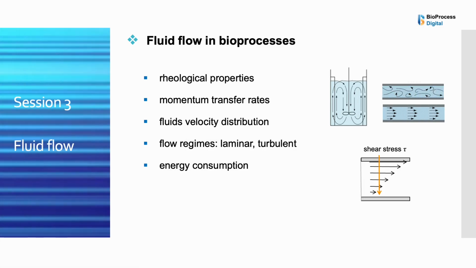Session 3 explores the key concepts and methods used to describe fluid flow dynamics in bioprocess equipment. Topics include rheological properties of fluids, momentum transfer rates, fluid velocity distributions, laminar and turbulent flow regimes. Special emphasis is placed on understanding how fluids flow in pipes and agitated tanks, as well as determining the energy requirements for operating this equipment efficiently.